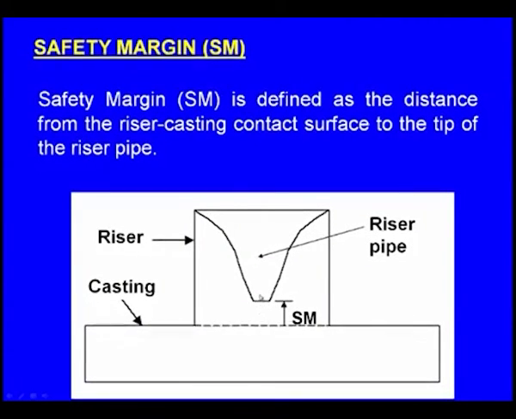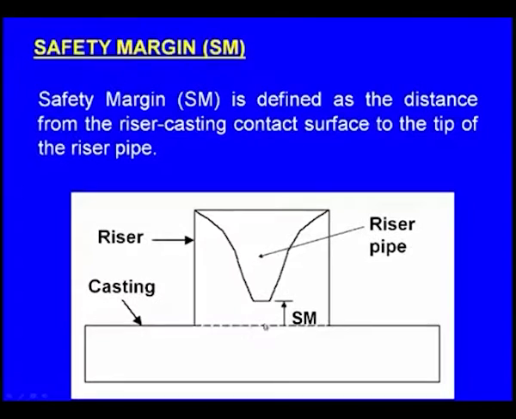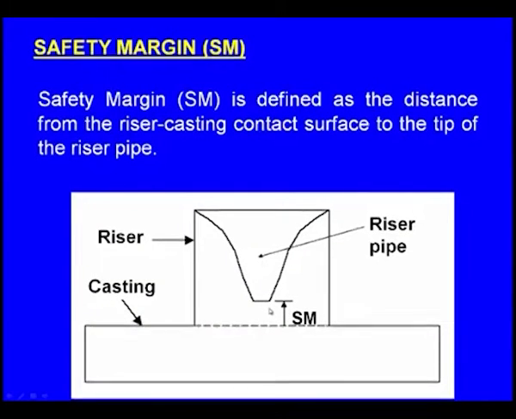Now, what is this? This is the safety margin. Safety margin SM is defined as the distance from the riser casting contact surface to the tip of the riser pipe. Now, what does this indicate? If the safety margin is just touching the casting, no problem. Suppose the safety margin is going below the casting surface, what does it mean? There is a shrinkage cavity. On the other hand, if the safety margin is too much, what does it mean?